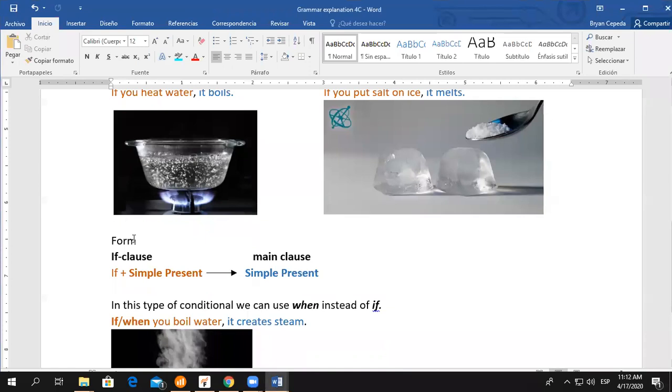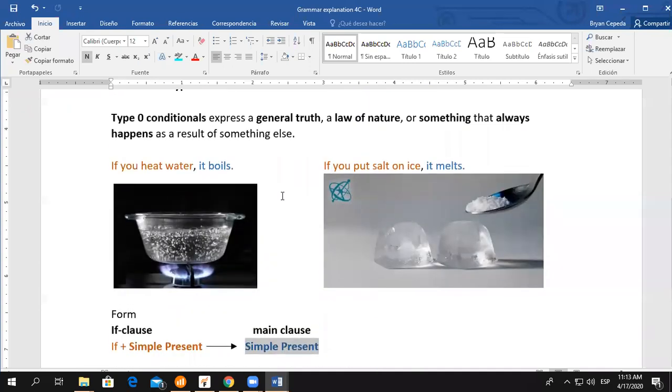Form: what is the structure of it? We have the if clause and we have the main clause. All conditionals have that form. Now, what is the structure of conditional type 0? The structure is if plus simple present, and in the main clause, we use simple present too.